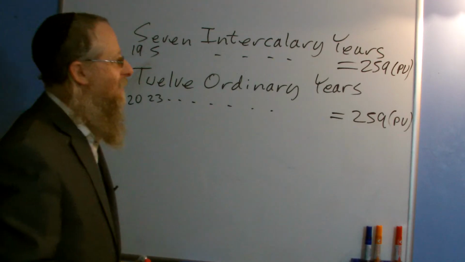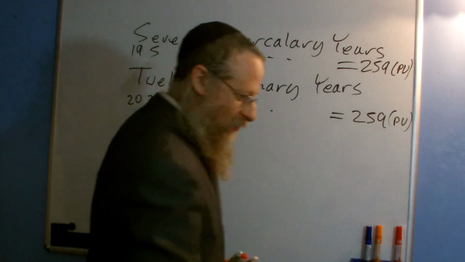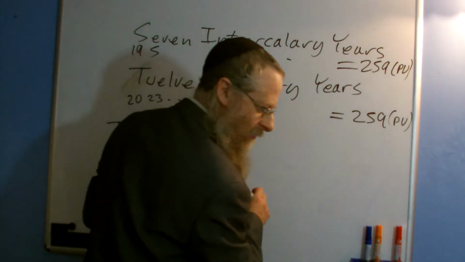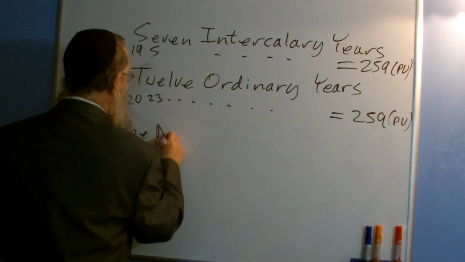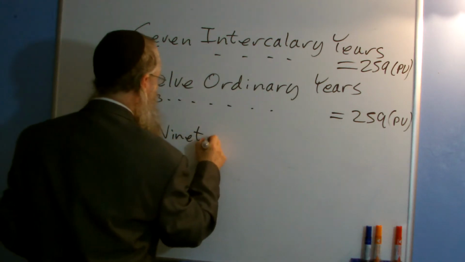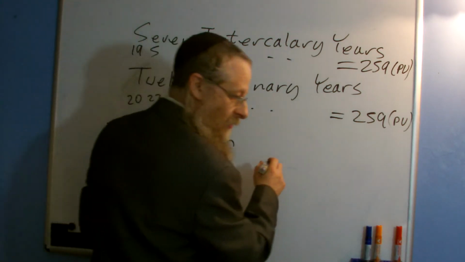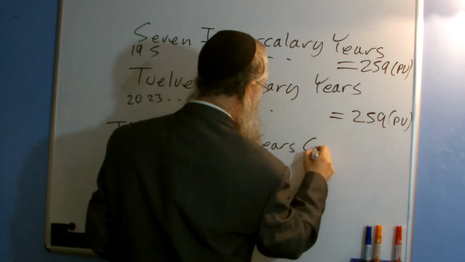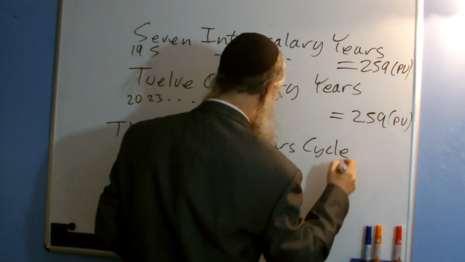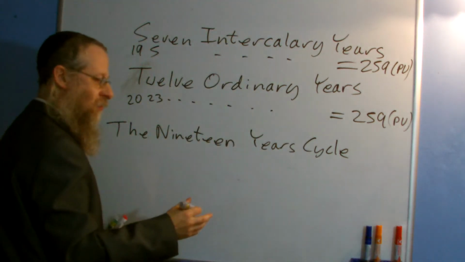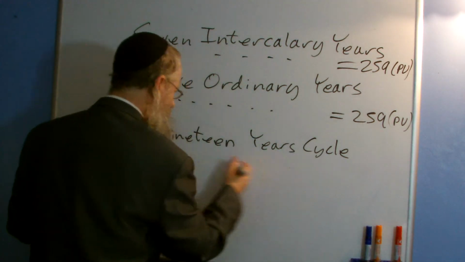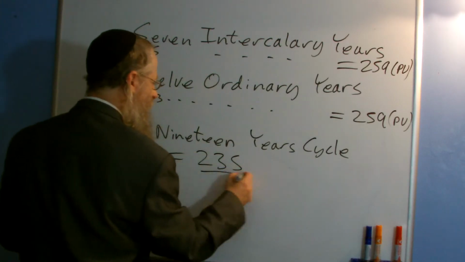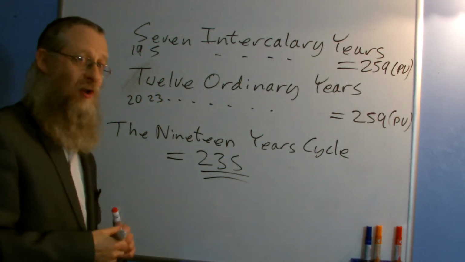But it's an insight. And what is also interesting, if you take the words the 19 years cycle, which is what this is, and I work that out, I will get 235, which is exactly the number of months in those 19 years.